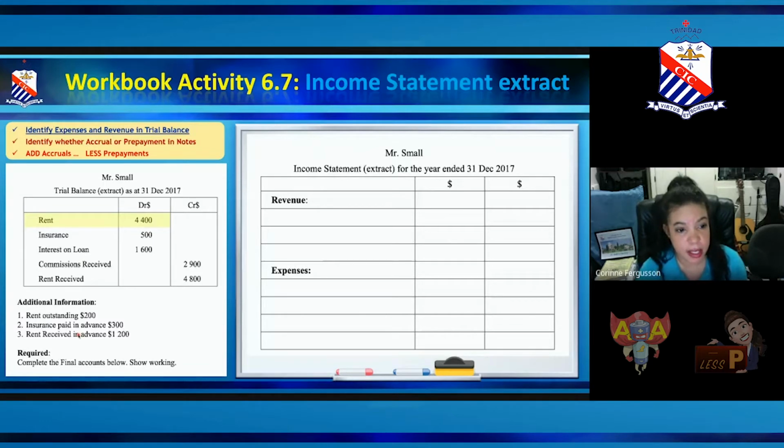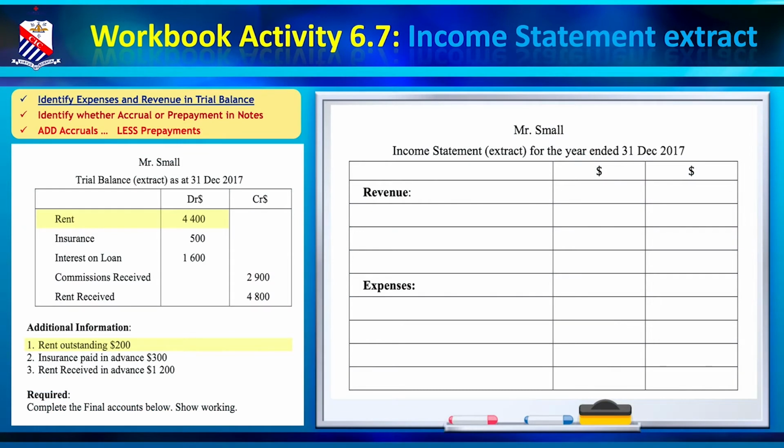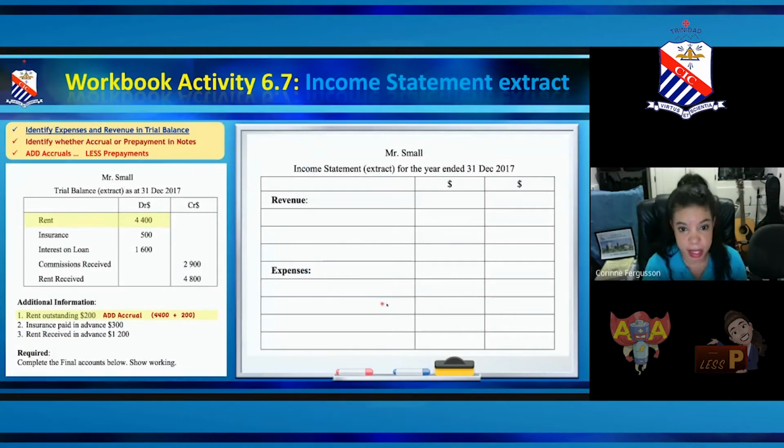So I go with rent. Rent is an expense. So we have rent. I would look down in my notes here. Do we have any adjustments for rent? And you would see that yes, we do. We have for note number 1 that rent outstanding is 200. Every time you see outstanding, it means that it is owed, and that is an accrual. And what do we do with accruals? We add the accruals. So after you have noted that, you actually go to your income statement.